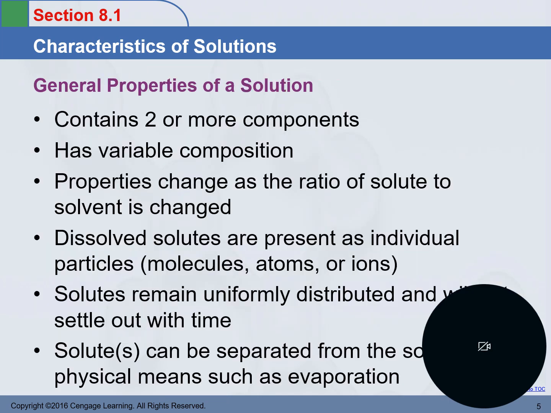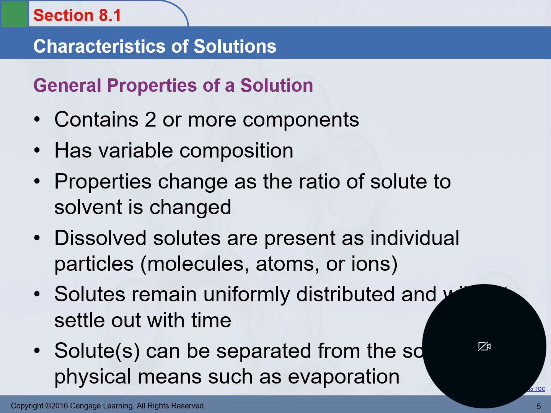Here are some general properties of a solution. They can have two or more components, so it's not limited to two components. It does have a variable composition. It can be different from location to location. Properties change as the ratio of solute to solvent changes.